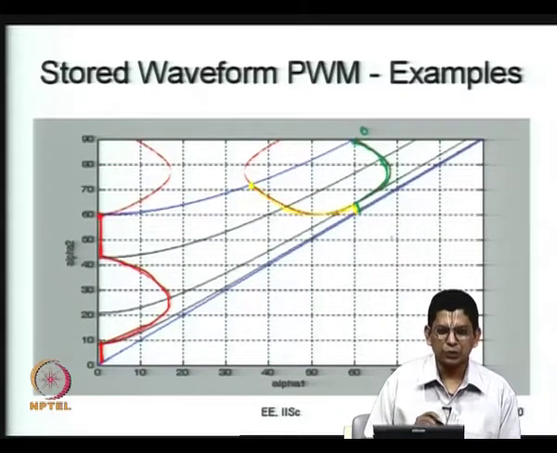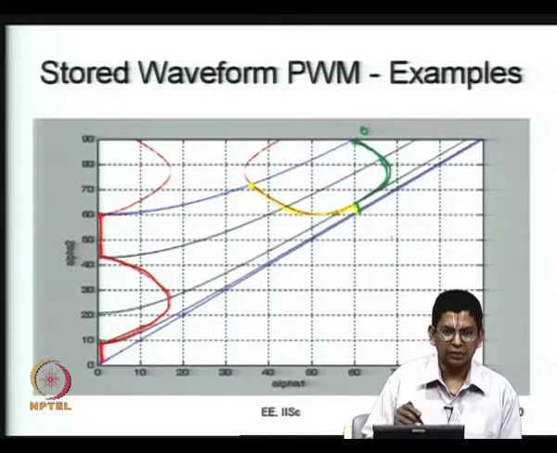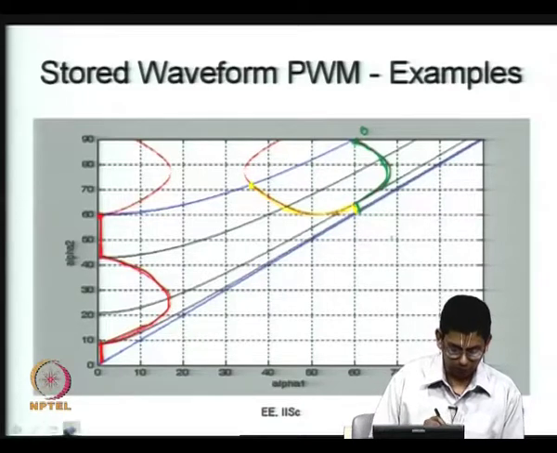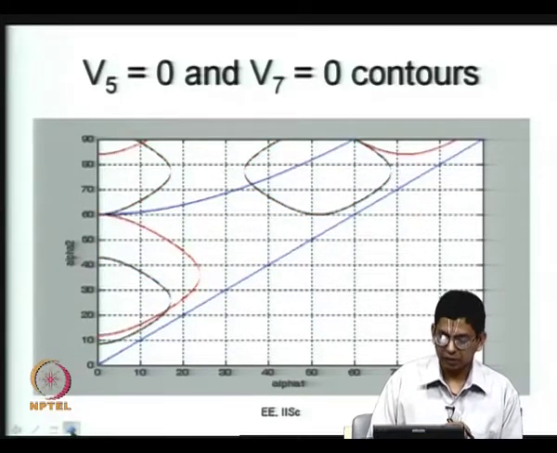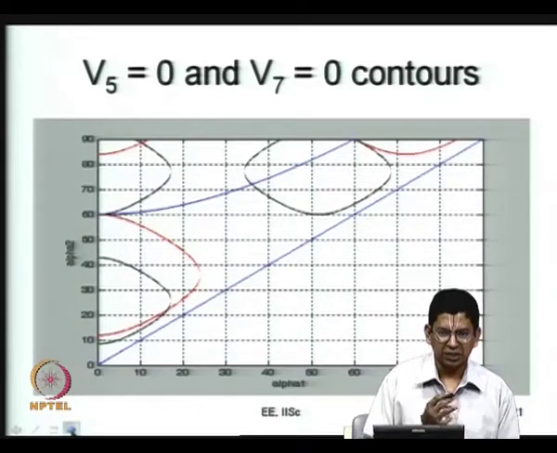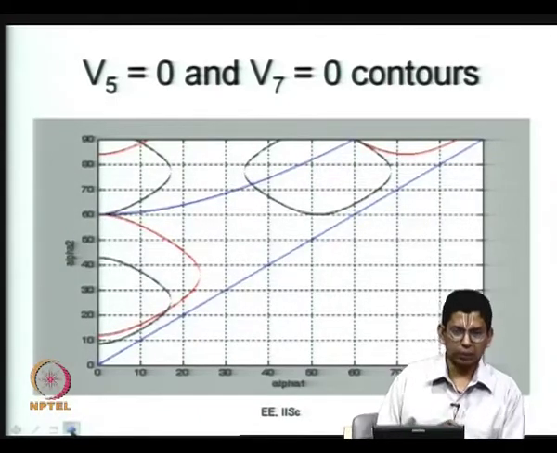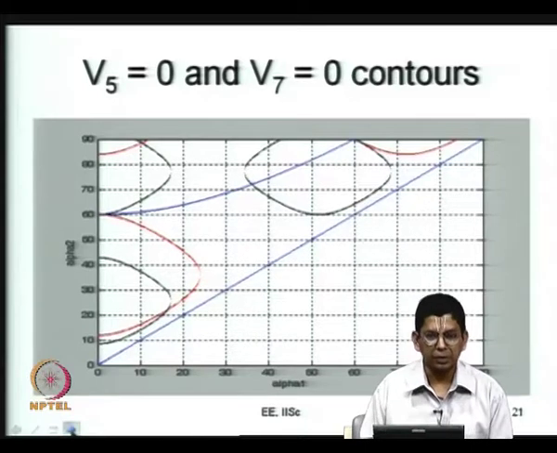So, you have options, and when you have options you should know how to weigh them. These are all examples of stored PWM waveforms based on 7th harmonic elimination. Selective harmonic elimination is one kind of stored waveform. It is not the only one; you can also do many other kinds of waveforms, there are several other PWM methods.